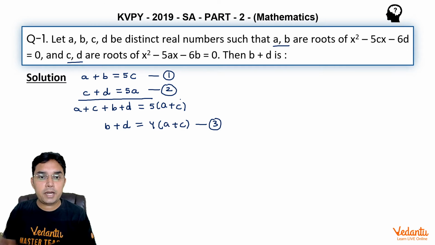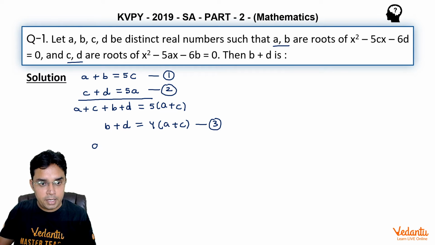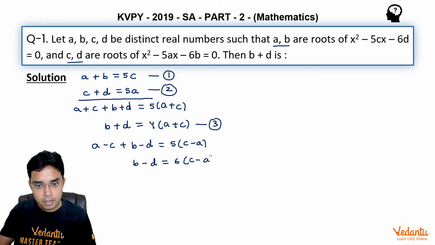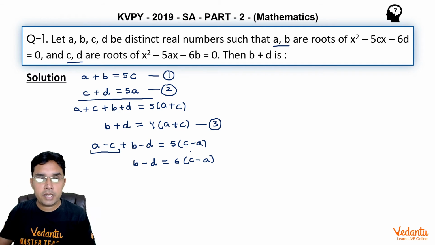Now if I subtract 2 from 1, we will get A minus C plus B minus D to be equal to 5 times C minus A. So this will give B minus D to be equal to 6 times C minus A, because on the left hand side we are having A minus C, so while going to the right hand side it becomes C minus A. So 5 plus 1, 6 times C minus A. This is equation number 4.